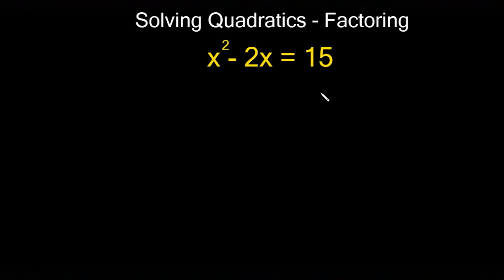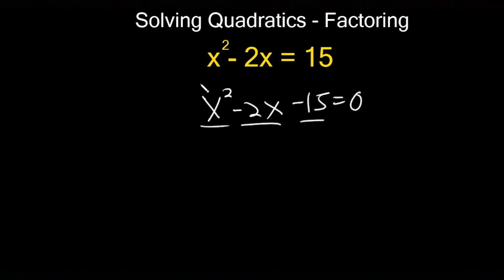That's always step 1. So I have to take this positive 15 and move it over. So I get x squared minus 2x and then minus 15 equal to 0, right? And then from here, can you pull out a greatest common factor between your three terms? Well, this one and this one don't have anything in common, so I can't.